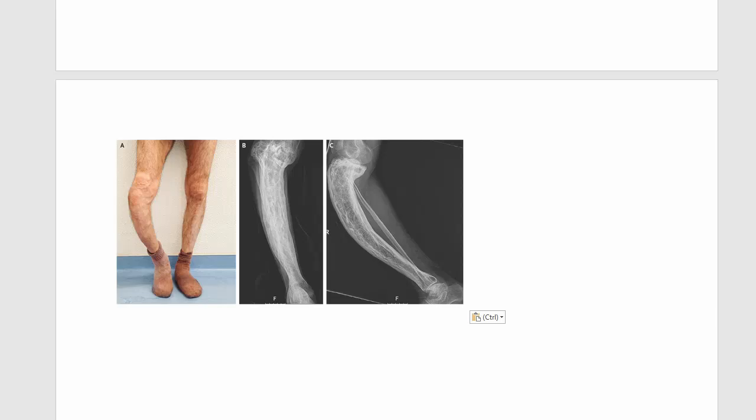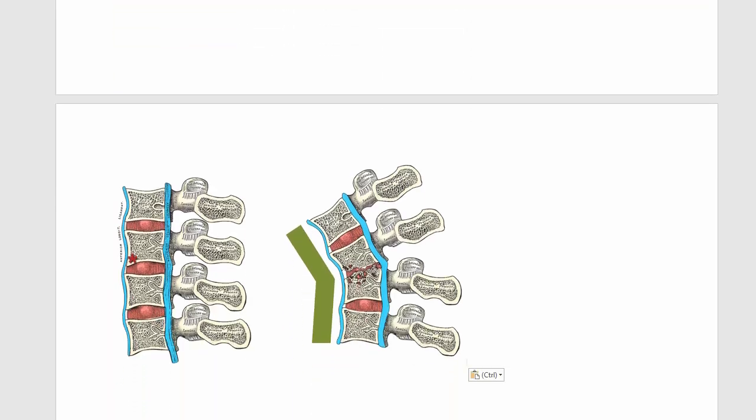So Paget's disease is not fully understood, but we do believe it to be a combination of genetic and environmental factors. Again, nothing to do, as far as we're aware, with tuberculosis. So that leaves us with one answer left. Pott's disease. Pott's disease is quite literally known as spinal tuberculosis.